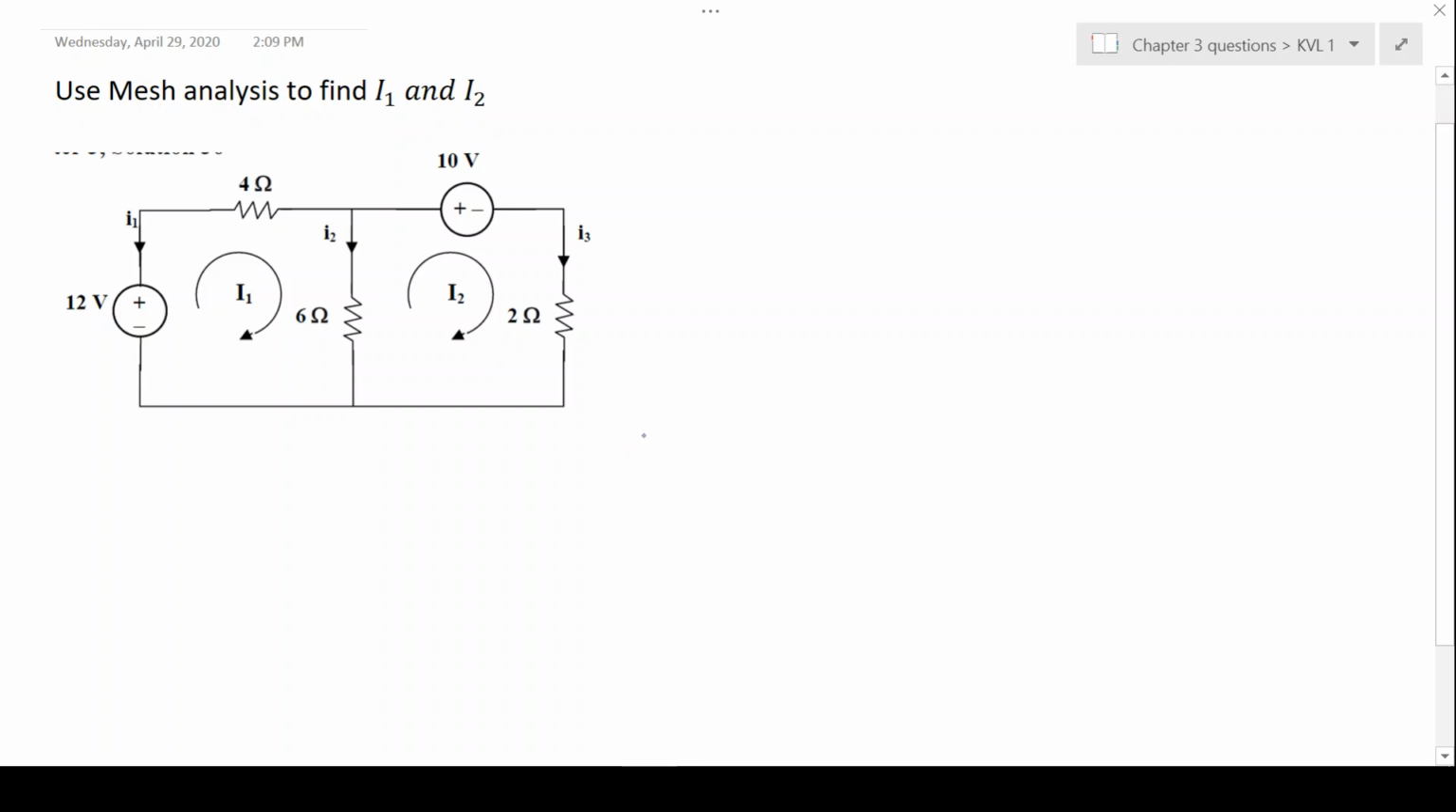Hello everyone, and welcome to this example recording on mesh analysis. In this example, we're going to be looking at the following question, which requires us to determine currents I1 and I2 using mesh analysis.